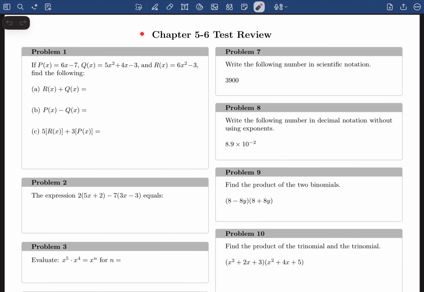This is the Chapter 5 and 6 test review. We have 34 problems, and I'm just going to go straight into it, and I'm going to do these problems relatively fast, just breaking everything down. Here I go. Problem 1.